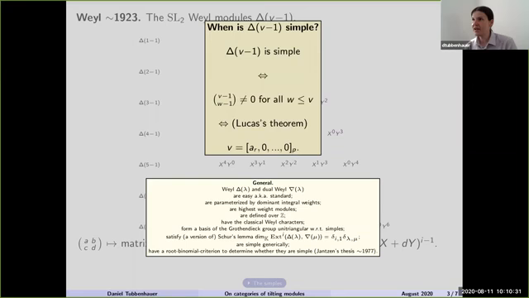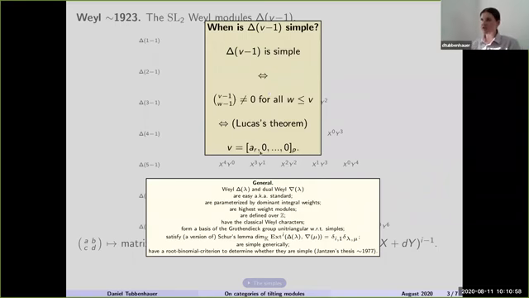This guy is simple if and only if the binomial doesn't vanish for all w smaller than v. And if you use, let's say, characteristic p, then by Lucas' theorem, this almost never happens. Namely, only if v is a prime power. In characteristic 0, of course, this will always be true, so they're always simple. Okay, so these are the Weyl modules.